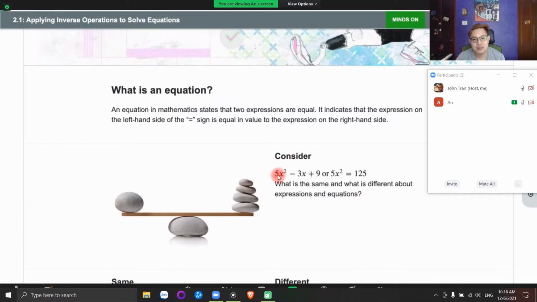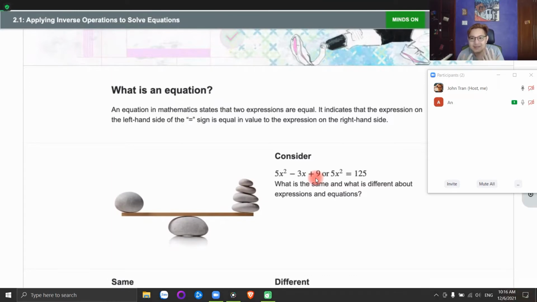On the left, you can see that 5x squared minus 3x plus 9 is not equal to anything. It's just something that you write down. You express it out. So that's why it's an expression only. You see, that's the difference. Okay, let's see there.